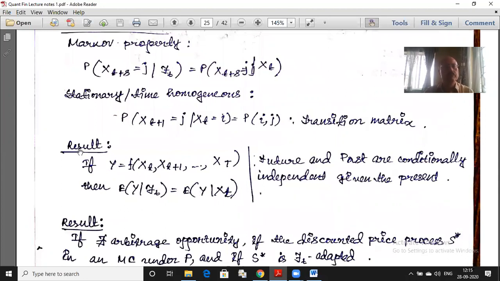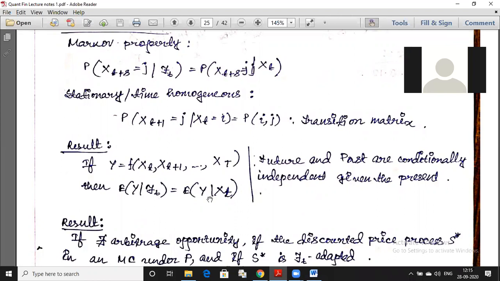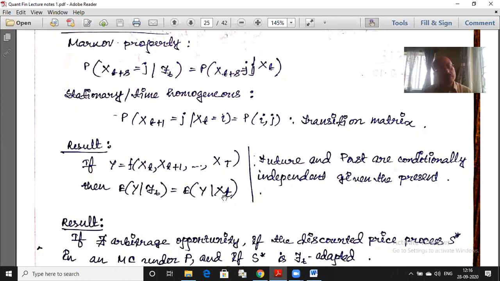Result. If Y is a function of current and future values of my stochastic process, then the expectation of Y given F_t will also be only the expectation of Y given X_t. So if I am given the current value, then any function of the present and future will become independent of the past. The past is X_{t-1} and back. So given the current value, the future becomes independent of the past. So it's conditional independence.